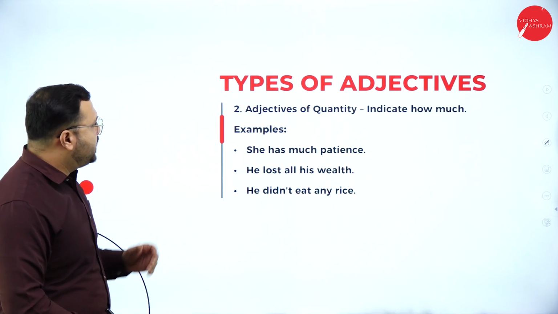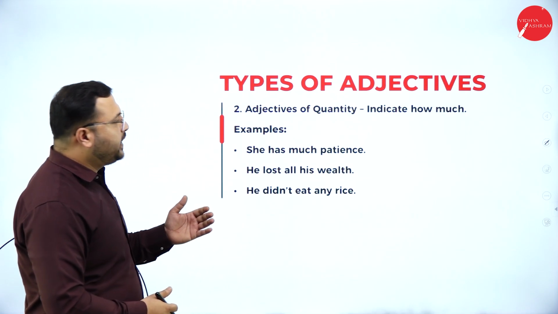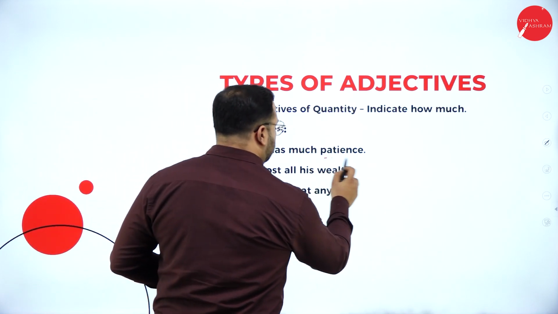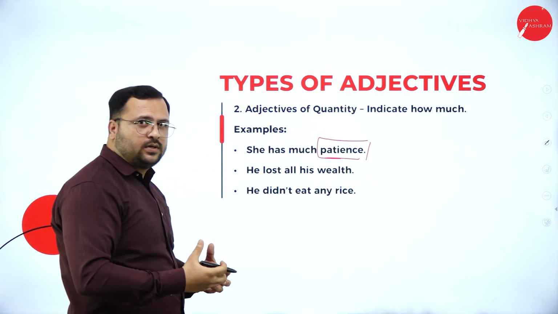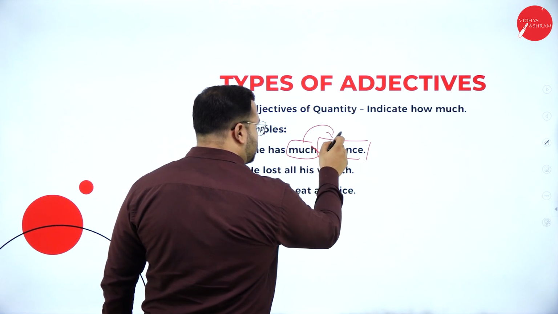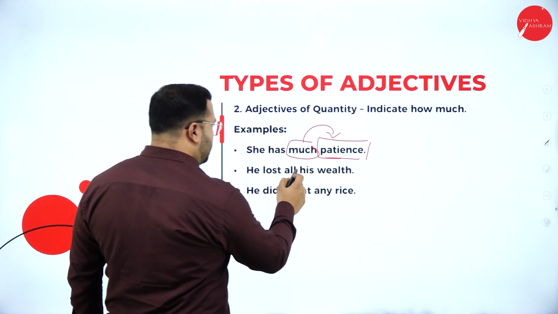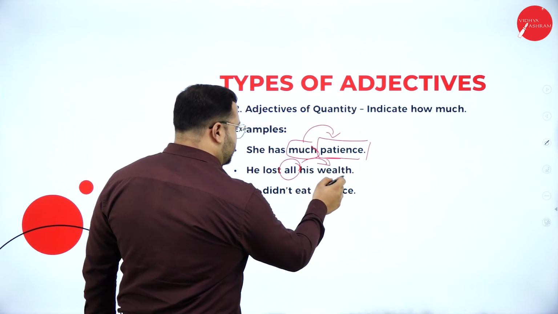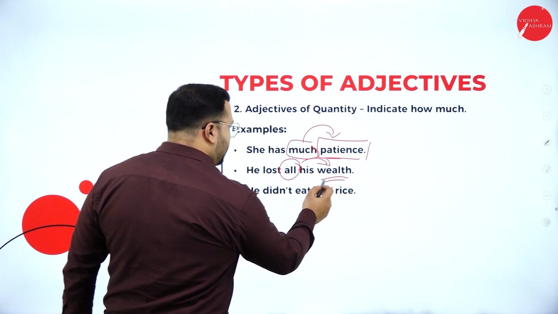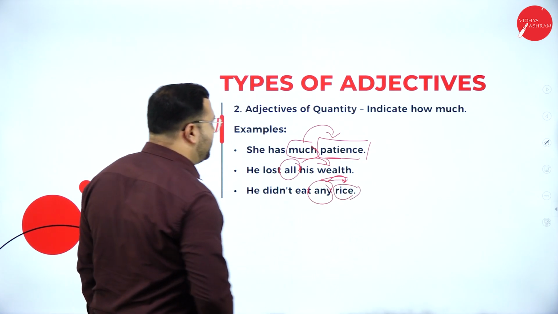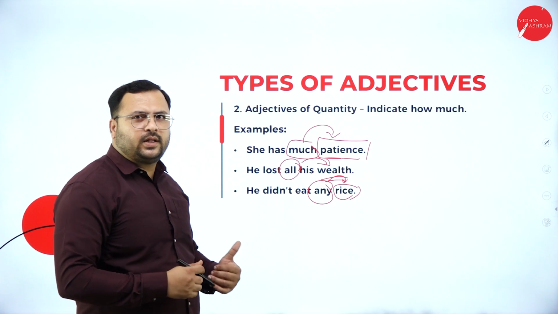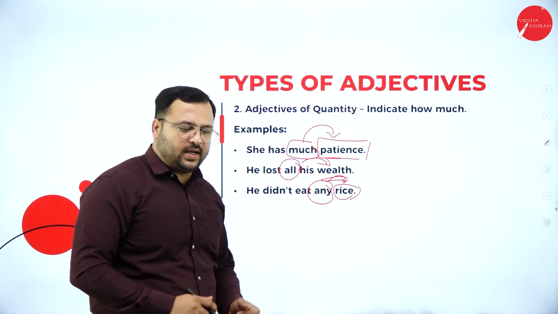The second type is adjectives of quantity, number. They indicate how much, the quantity. Examples, she has much patience. She has patience. This patience is a noun, an emotion, or a state of mind. So how much? She has much patience. He lost all his wealth. All wealth. So this is noun, wealth. He didn't eat any rice. So any. This talks about quantity. Therefore, adjectives of quantity. Read the sentence and understand the function it is performing. Then it's very easy for you to identify where is the adjective.